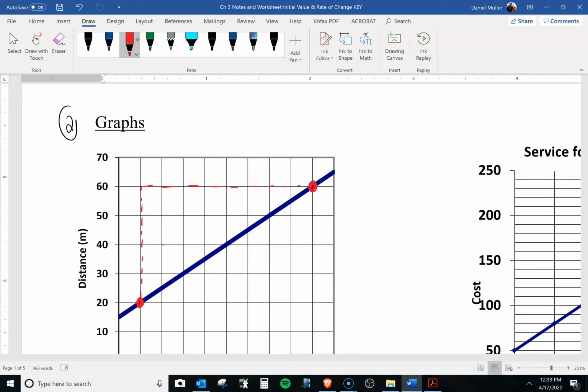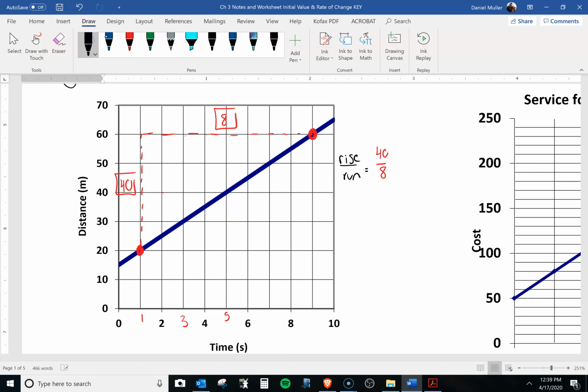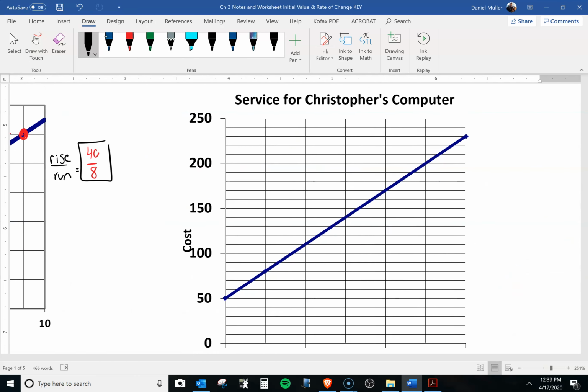So we've gone 10, 20, 30, 40. So we've gone up 40. And then our run, I don't know what these are up by. So these are up by 1, 2, 3. So everything is worth 1 mark. So 1, 2, 3, 4, 5, 6, 7, 8. So that's 8. So you have to look at your scale. And then your slope, your rise over your run, would be 40 over 8. All right, so you're going to want to find two nice points, and then just calculate up and calculate over, and make sure you look at the scale.